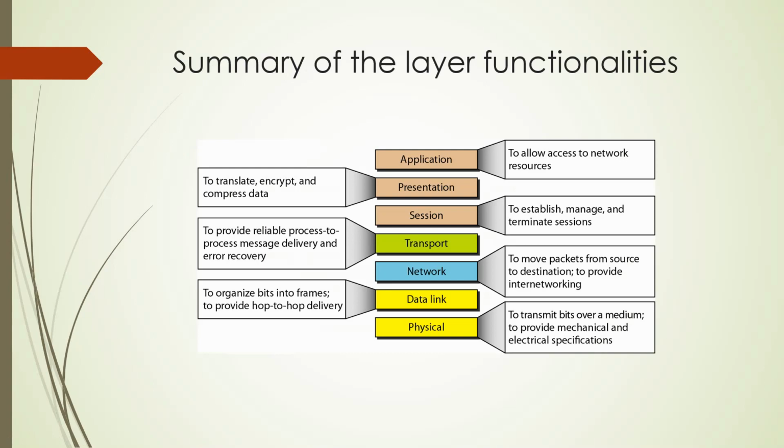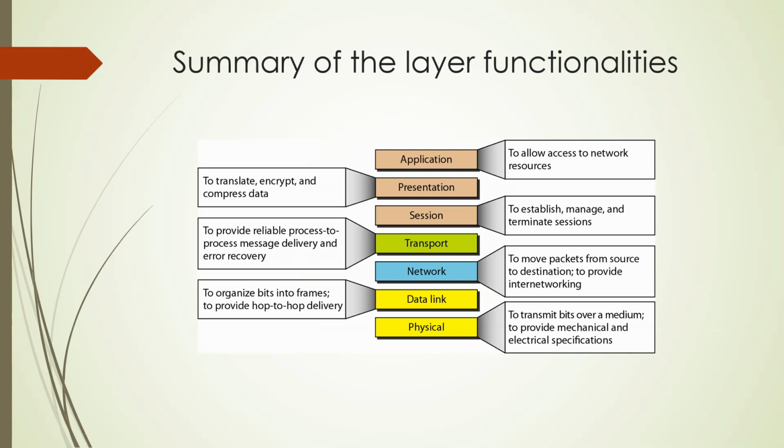Okay. So if I want to summarize whatever we have learned till now, first and foremost, we will have the physical layer. This picture will be very important just to summarize the things. The physical layer is used to transmit the bits over a medium and to provide mechanical as well as electrical specifications. Why mechanical? The topology part, right? And why electrical? The conversion of bits to signals. These kinds of things will be taken care of by the physical layer.